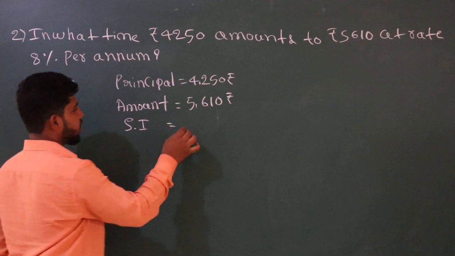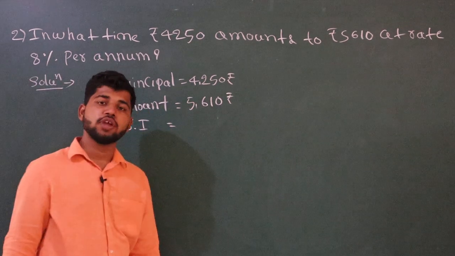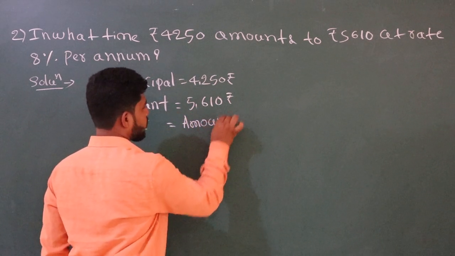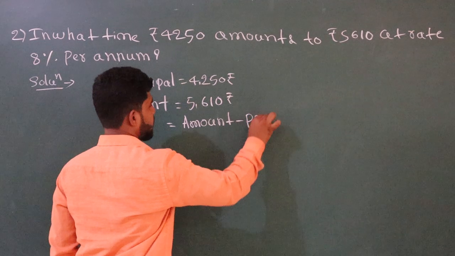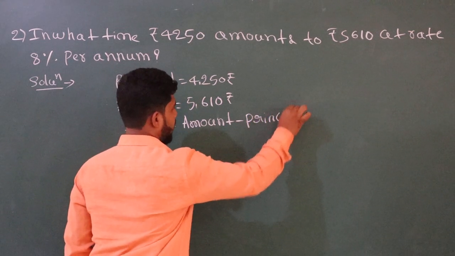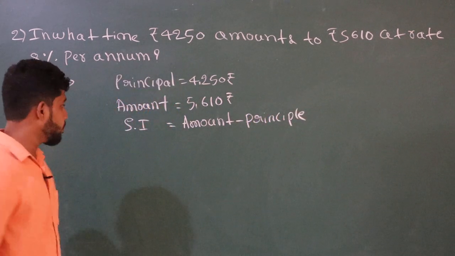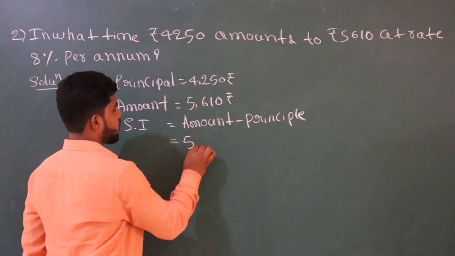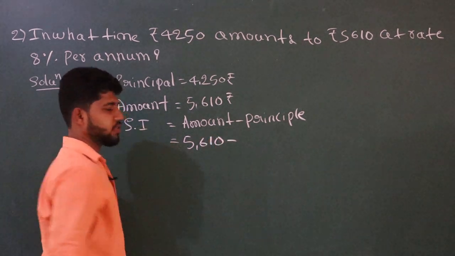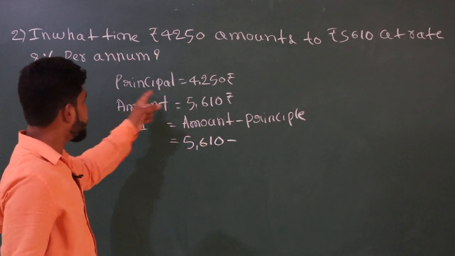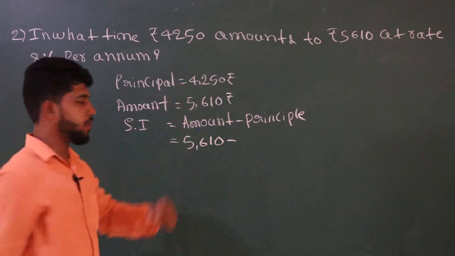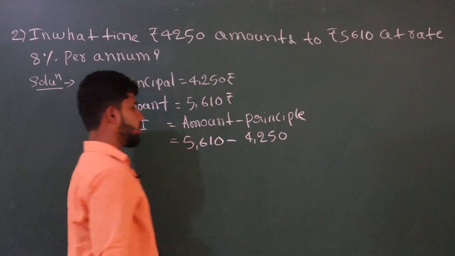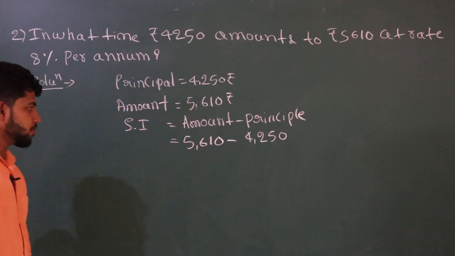Now we have to find the simple interest, SI. What is the simple interest formula when they have given the amount and principal? Amount minus principal. What is the amount they have given? Amount is equal to 5,610 minus the principal, which is 4,250 rupees.